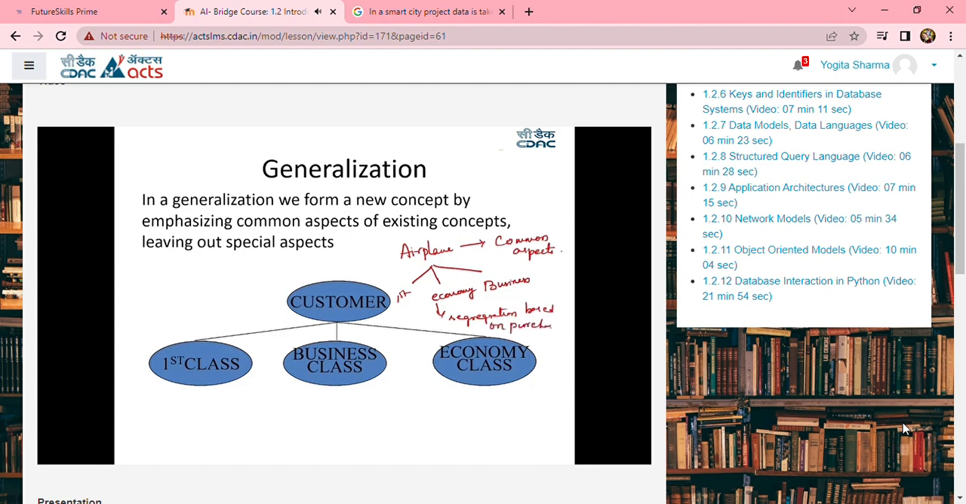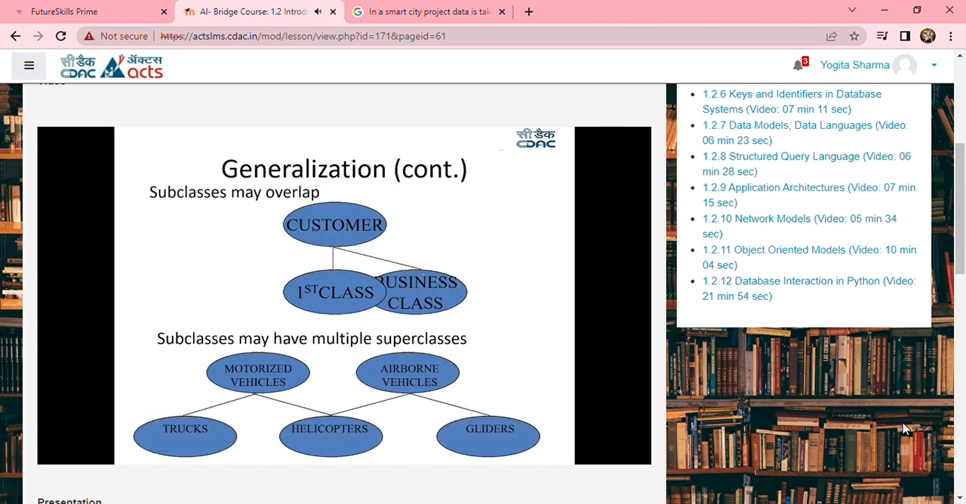travel pattern or purchase pattern, right? So you're coming out with a new concept by emphasizing the common concept. What is the common concept? You're segregating the customers, but leaving out the special aspects. So the special aspects are being left out over here. So this is the generalization concept. In the generalization concept, there might be subclasses which might be overlapping, for example, first class and the business class. And in the same way, subclasses may have multiple superclasses.